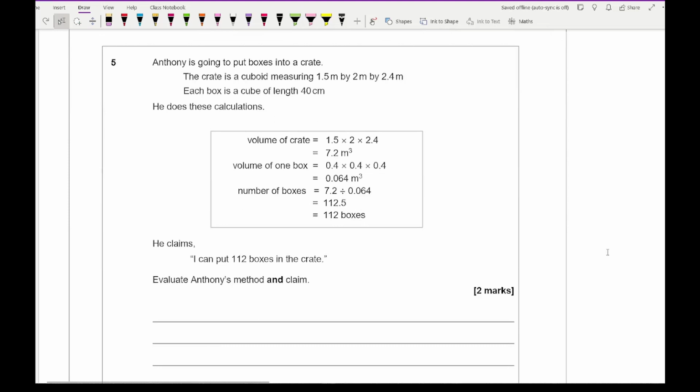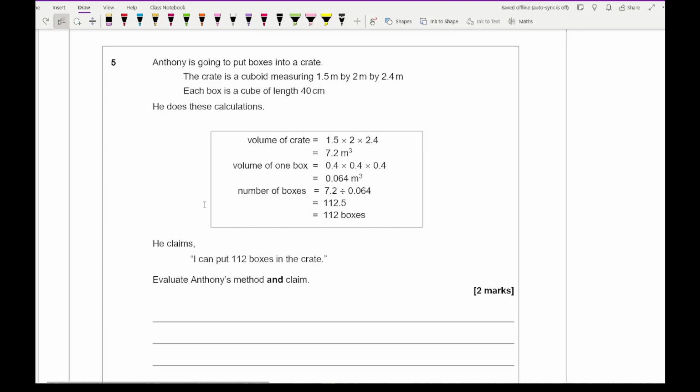Then moving on to question 5, it says Anthony is going to put boxes in a crate. The crate is a cuboid measuring 1.5 by 2 by 2.4. Each box is a cube of length 40 centimeters. He does these calculations and he claims that he can put 1,112 boxes in the crate. Evaluate Anthony's method and claim.